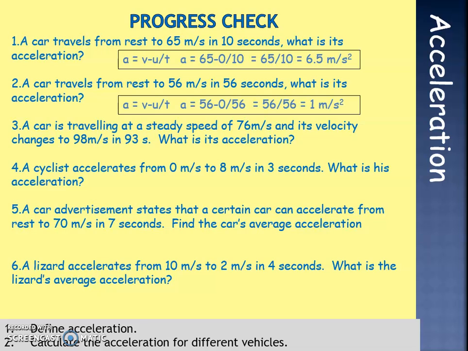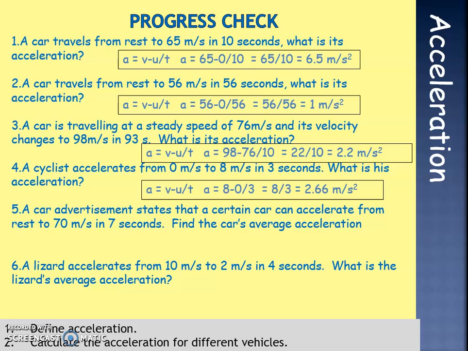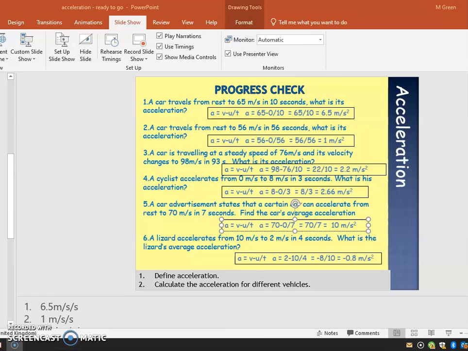Car is travelling at a steady speed of 76 and its velocity changes to 98 meters per second in 10 seconds. What's its acceleration? Well, the change in velocity there would be 22. That's 98 take away 76, giving us 22 divided by 10, 2.2 meters per second squared. Okay, question 4. A cyclist accelerates from 0 to 8 in 3 seconds. What's its acceleration? That would be 8 divided by 3, giving us 2.66 meters per second squared. Okay, question 5.